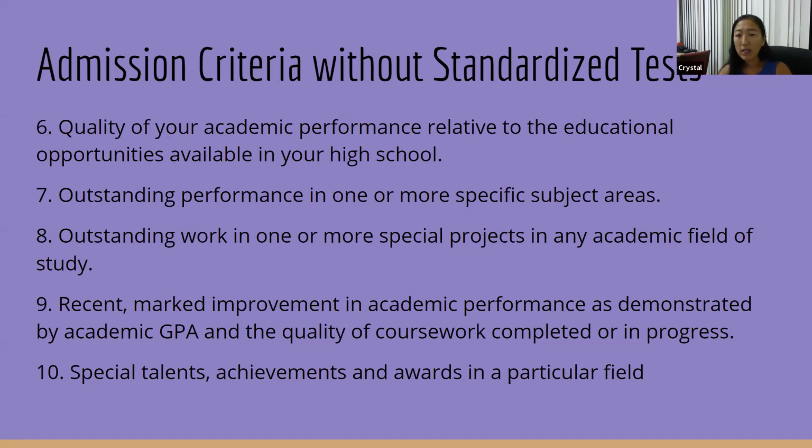Which lends itself to number 7, which is outstanding performance in one or more specific subject areas. And that oftentimes is going to be tied to the major. So if you are majoring in engineering, for example, they're going to want to see outstanding performance in science and mathematics, more so than the humanities.